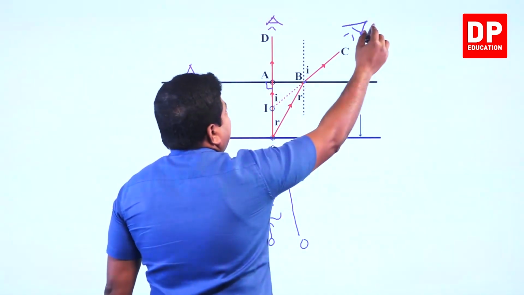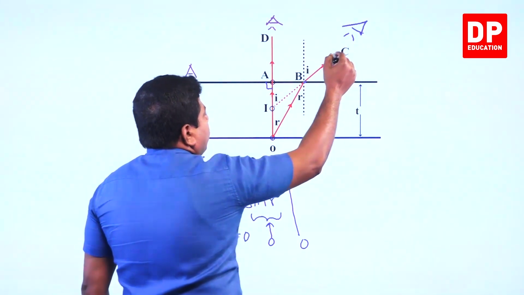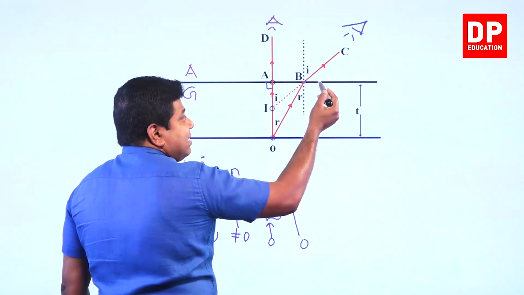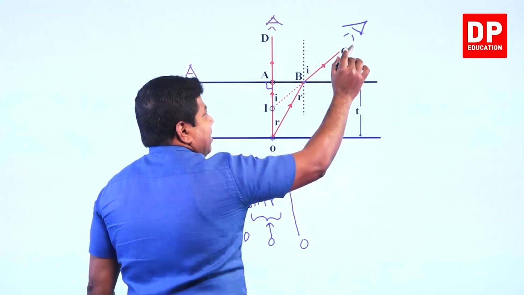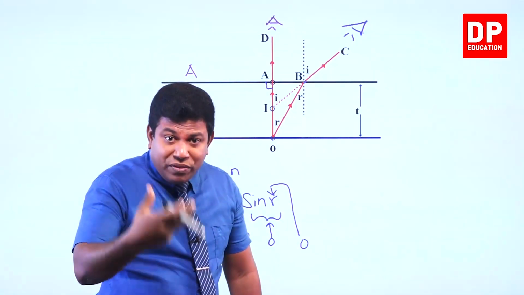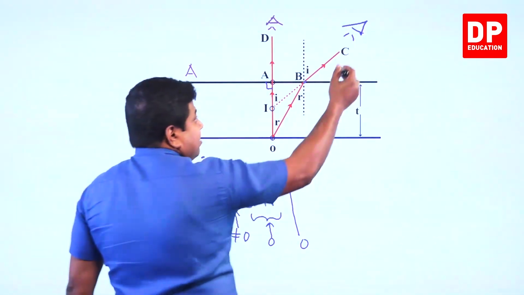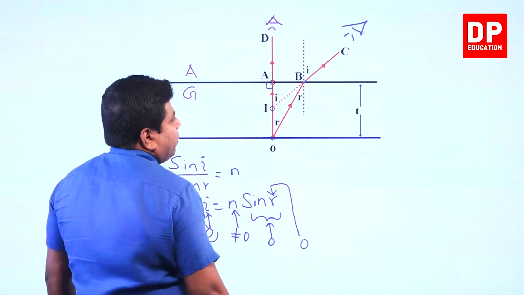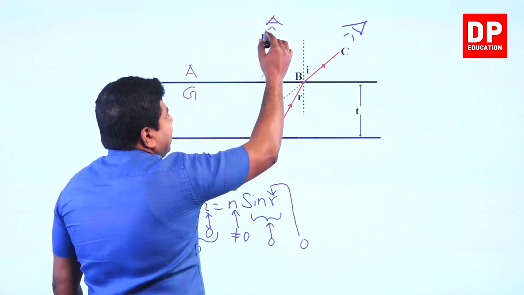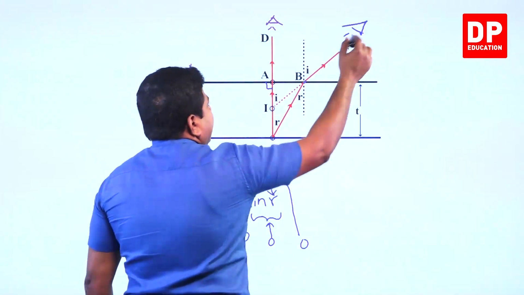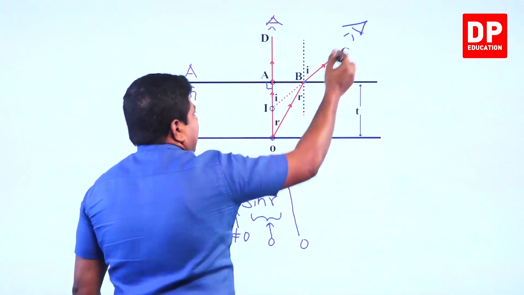So if I am keeping my eye here, I would see an image on this line because the ray that I receive is BC. So I would see an image of the object and I would feel that the image is somewhere on this line. That's how I would feel. When I keep my eye here, the image is somewhere on this line.